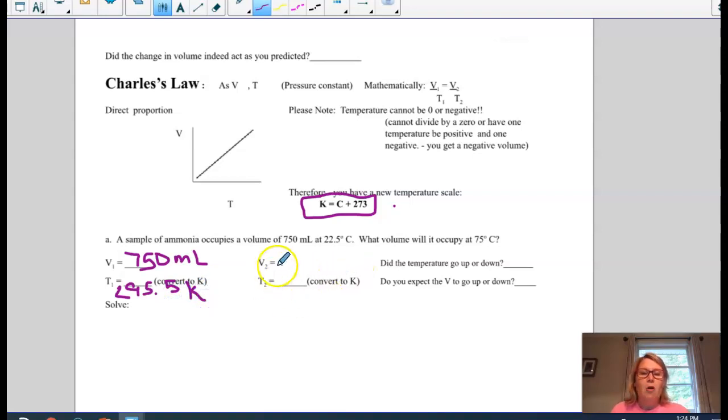Volume you have to calculate. The question is what volume will it occupy at 75 degrees C. So again, we're going to use this equation up here, and we're going to take 75 plus 273, and it's going to be 348 K.